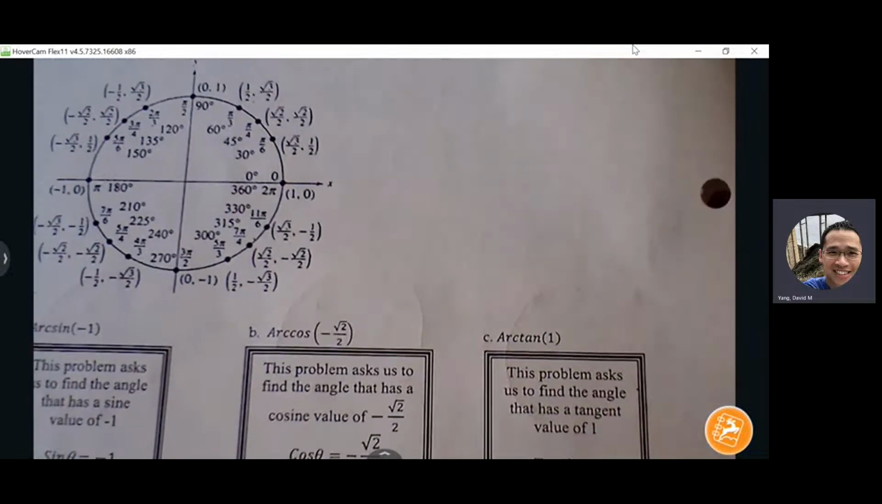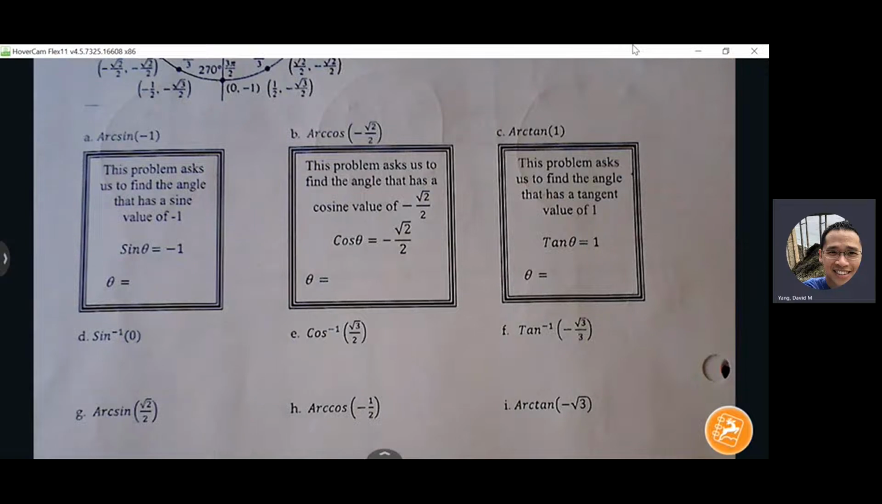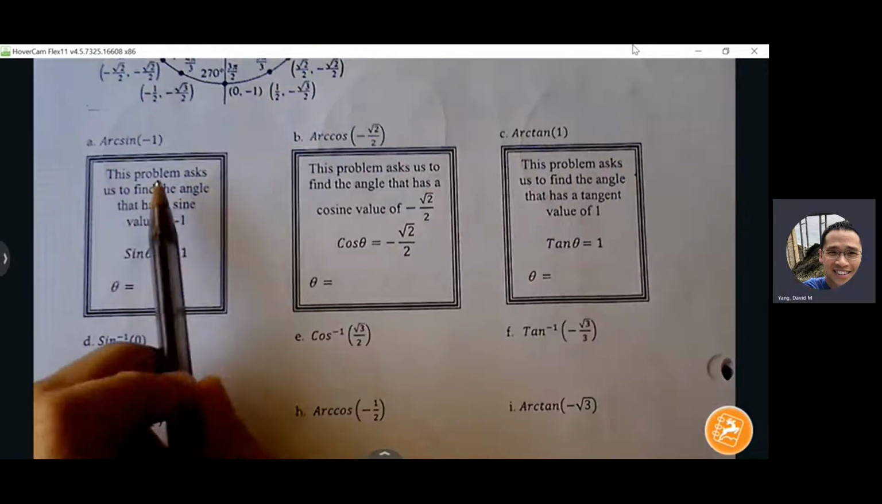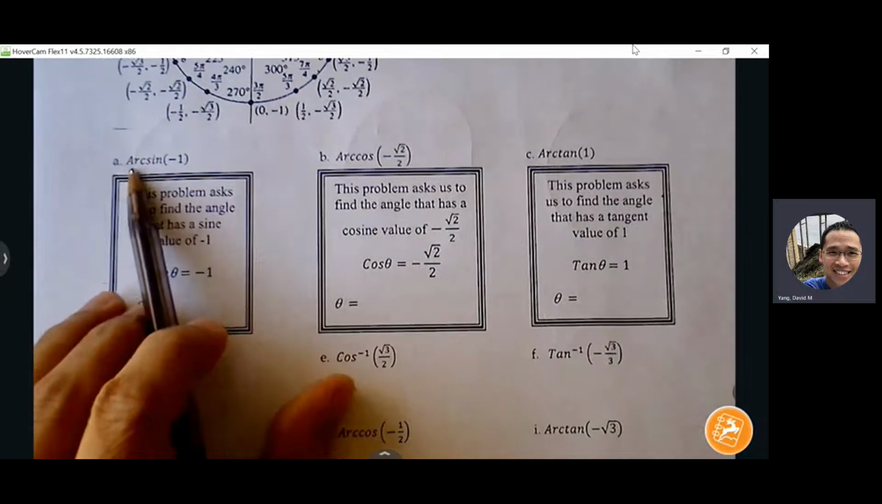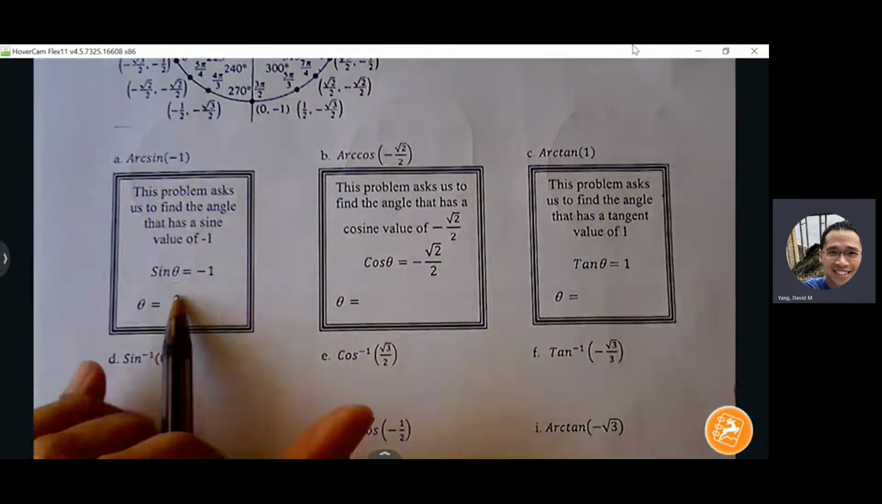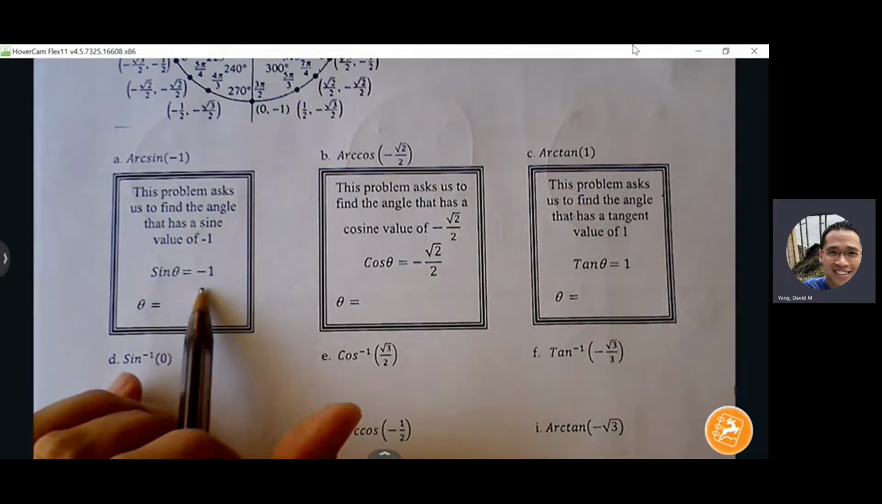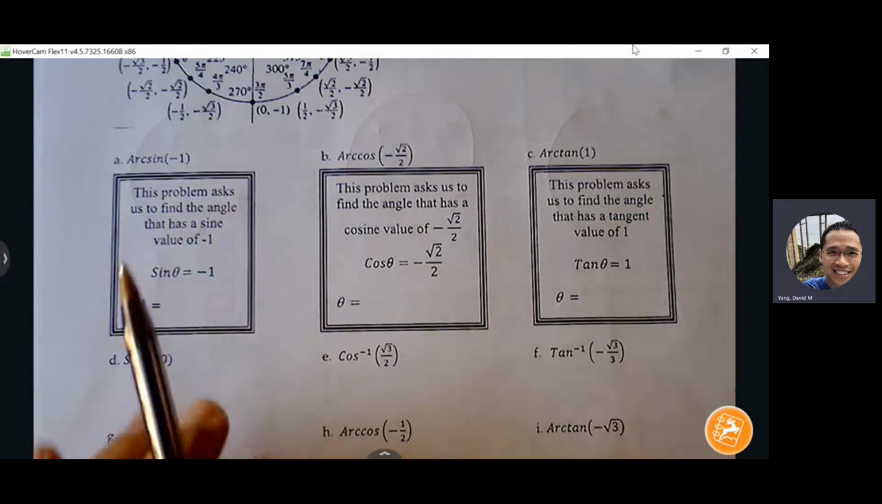Okay, so let's look at some of these examples, and then once we get a hang of it, we'll just do page 9, and then we'll be done. Okay. So arc sine of -1. You see that uppercase A, you're talking about principal values. You can rewrite it as sine of theta equals -1 to make it more familiar. And then we ask ourselves, where is sine equal to -1?